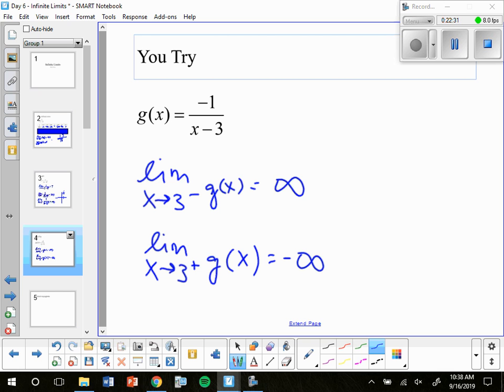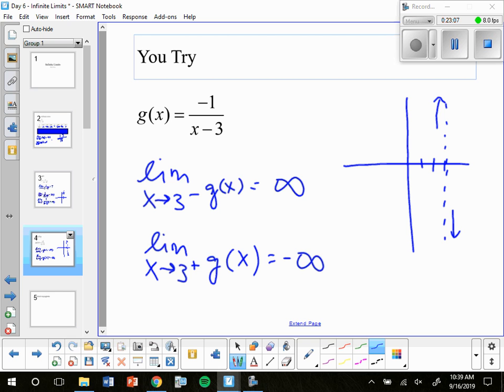Does that make sense? If I were to graph this function, you should already know what this looks like. But if you didn't, let's get a really good graph of this. What's happening at 3? There's an asymptote. If I approach 3 from the left, I'm going up to positive infinity. As I approach 3 from the right, I'm going down to negative infinity. Actually, let's talk about it now.